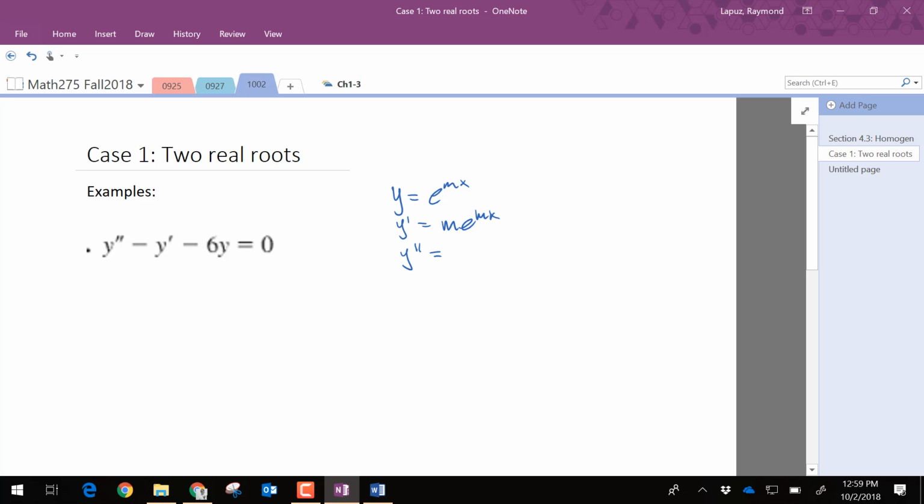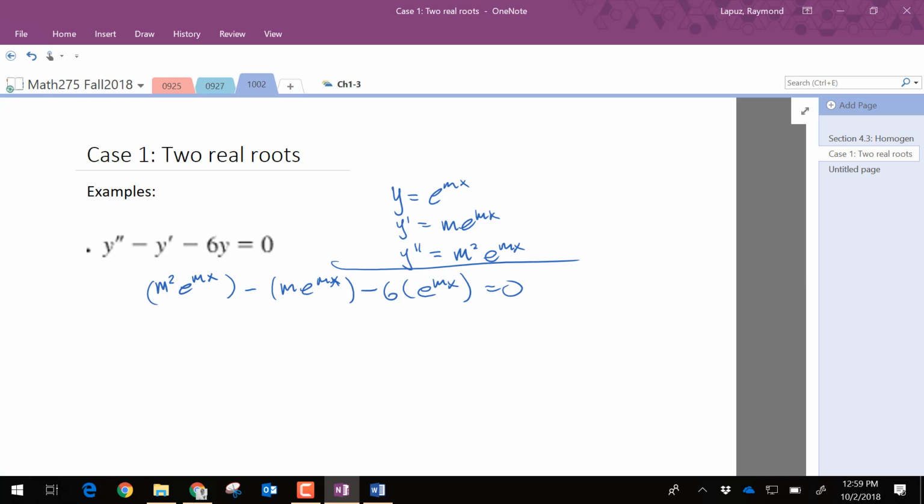And so we want a couple of derivatives here. And then we're going to plug these derivatives and the original assumption into the equation. We're going to get m squared e to the mx, that's y double prime, minus y prime is m e to the mx, minus 6 times y, e to the mx, is equal to 0. So this is our equation now, where we're trying to solve for m.